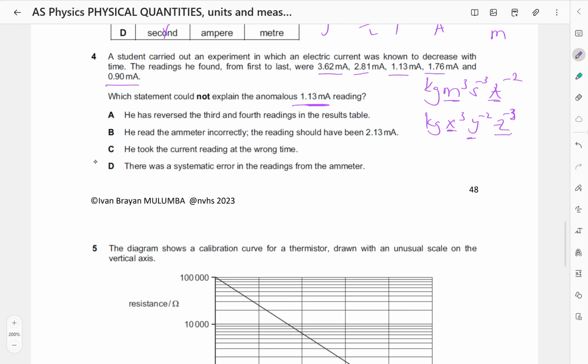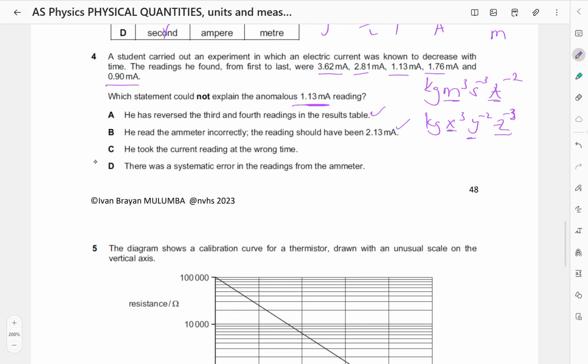He has reversed the third and fourth readings in the result. That could be possible. Perhaps he interchanged the fourth reading with the third. That could explain that. Number 2, he read the ammeter incorrectly. The reading should have been 2.13. That is also possible. This reading could instead be 2.13 instead of 1.13 because the values are decreasing.